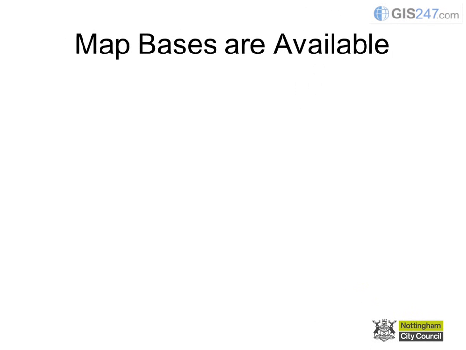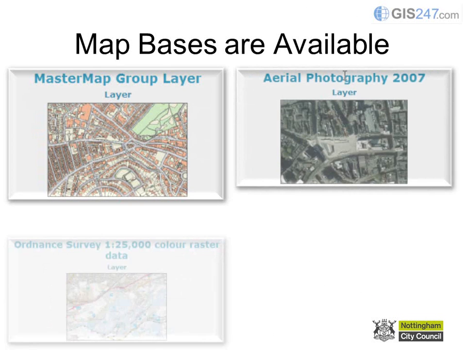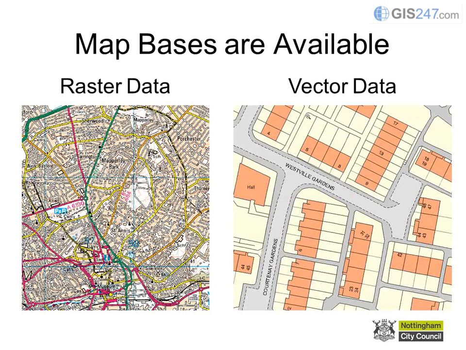The data that is used to create a map based on the template that is chosen can be from one of a wide range of map bases that is available at Nottingham City Council. The type of data that can be used as the map base can be raster or vector, or both. Both types of data sets are available at various scales. Which type is better depends on the map that you're trying to produce.